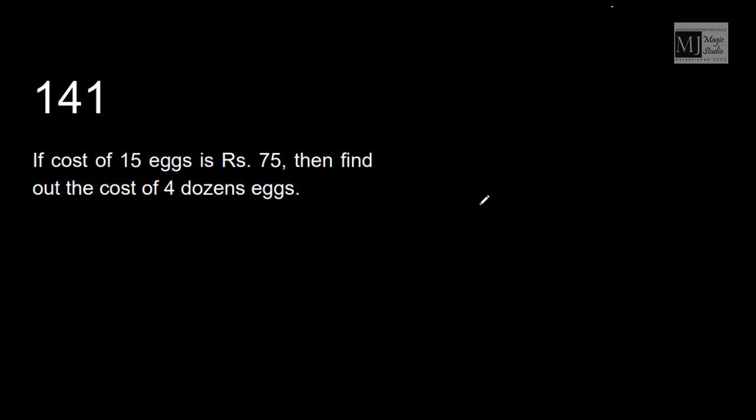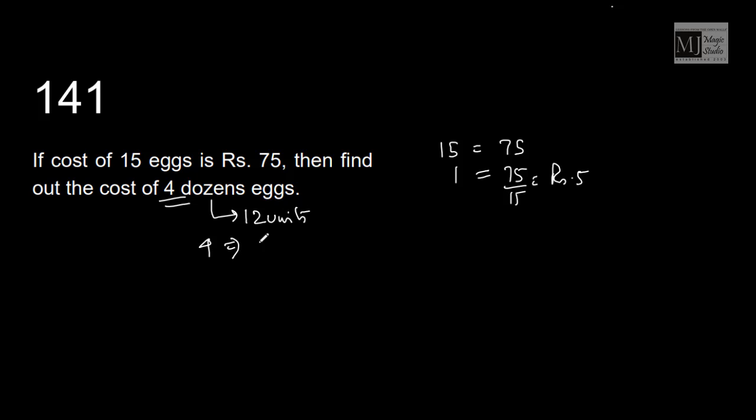If cost of 15 eggs is rupees 75, that means cost of one egg is 75 by 15, that is rupees 5. Find the cost of 4 dozen eggs. 1 dozen means 12 units. That means 4 dozen accounts for 12 into 4, 48 units. So price of 48 units would be 48 into 5, that is 240 rupees.